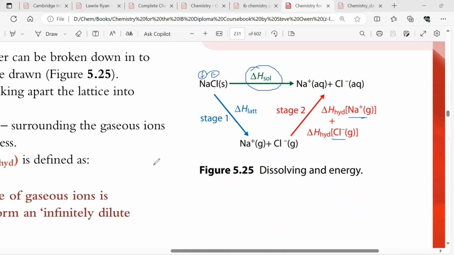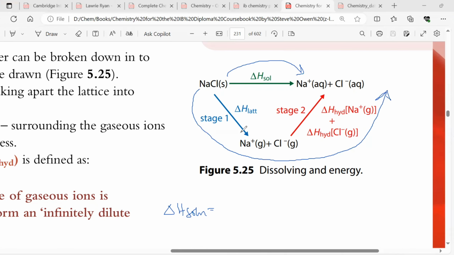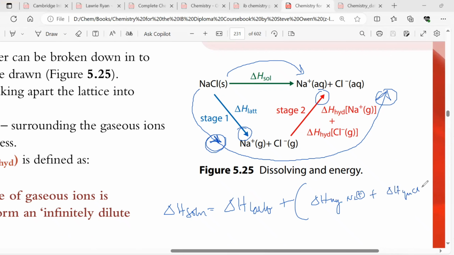So the enthalpy of solution will be equal to what? You can go via the indirect route, applying Hess's law. Now, this arrow and this arrow are on the same side, Celia? Yes. So you write delta H lattice. Now, is this arrow on the same side? Yes. So plus delta H hydration of Na plus, plus delta H hydration of Cl minus. The lattice enthalpy is known, and we can know the hydration enthalpy also.